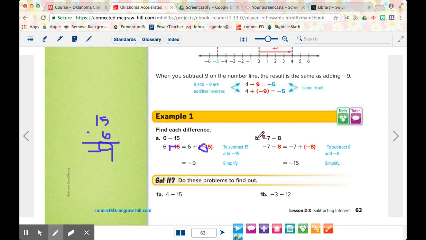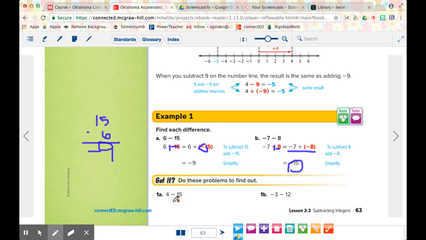Okay, on B, we have negative 7 minus 8, so I'm going to change the sign, add a line. So you just change the sign between them and add a line to that second number. So it is now negative 7 plus negative 8. And since they are the same sign that we're adding with, we are just going to add and keep that sign, and we get negative 15.